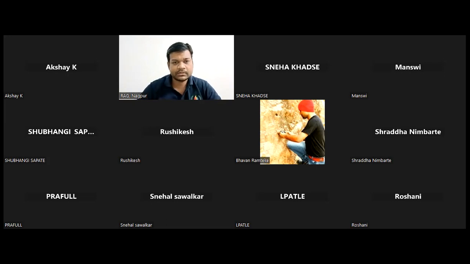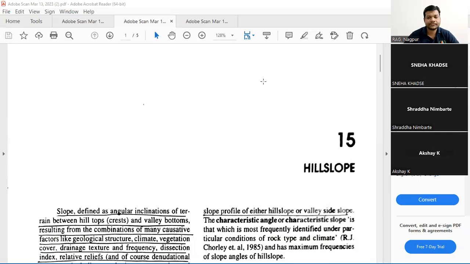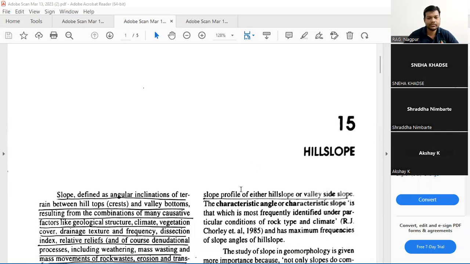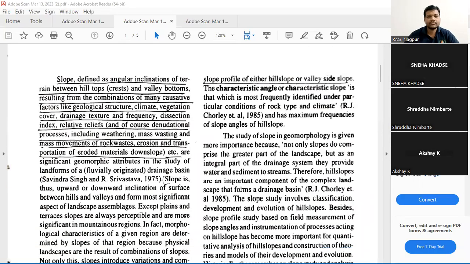A small topic which is to be covered today, and that is hill slope, or a slope.